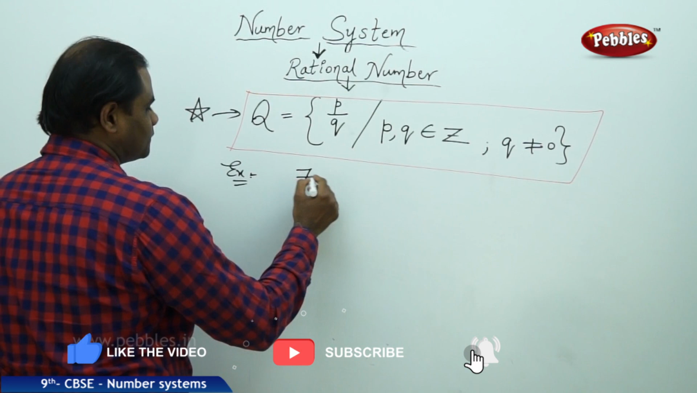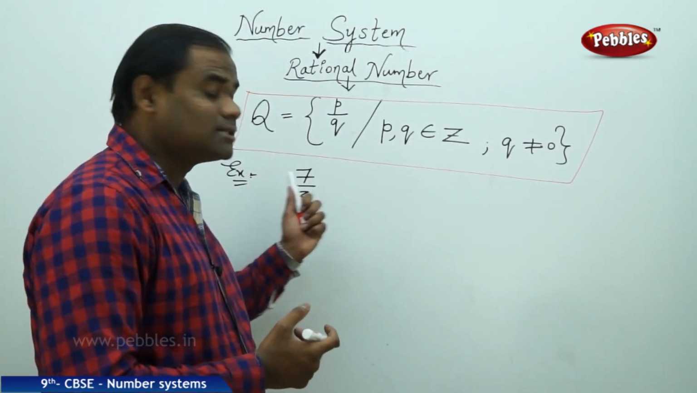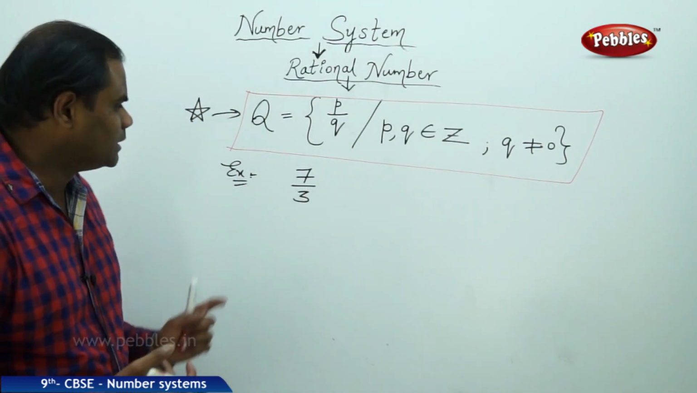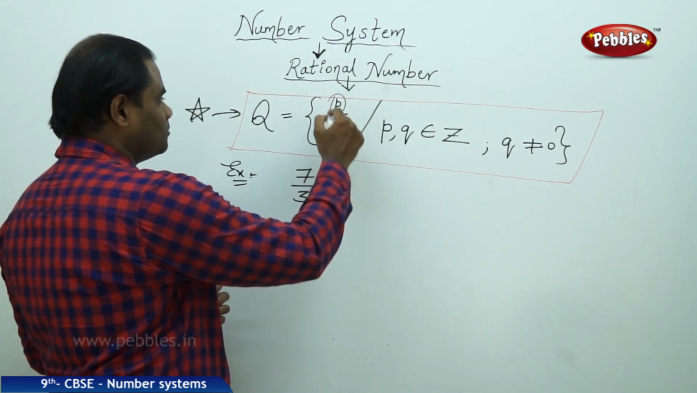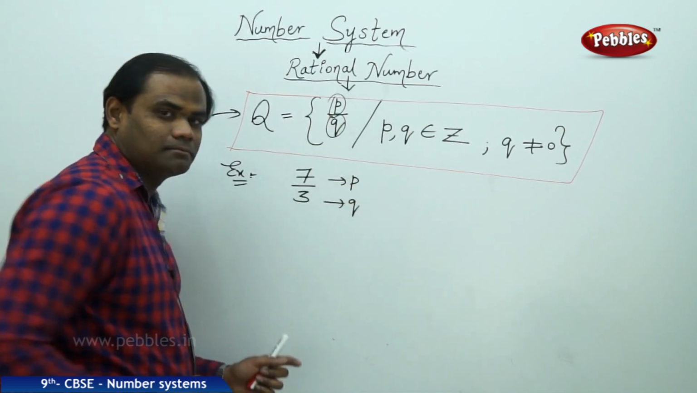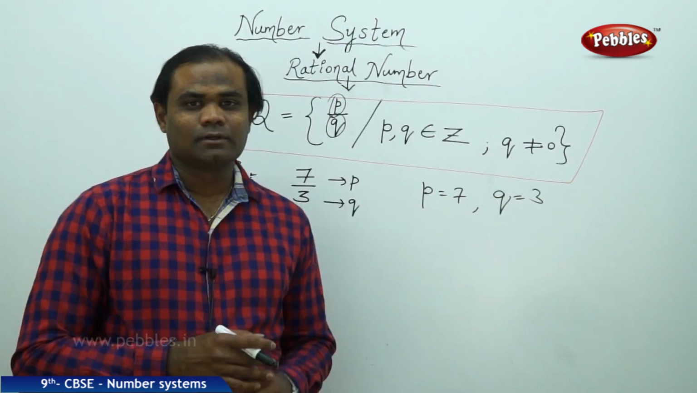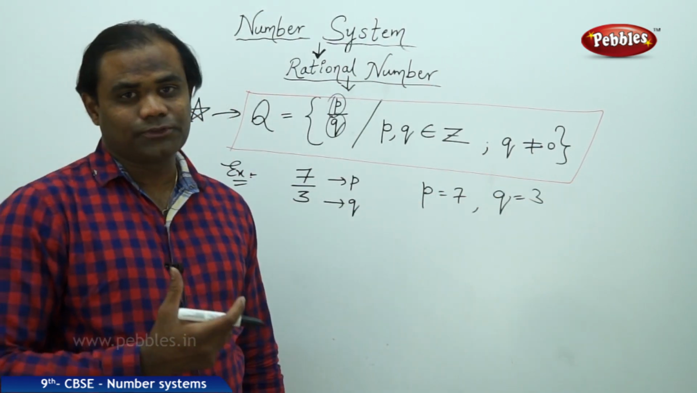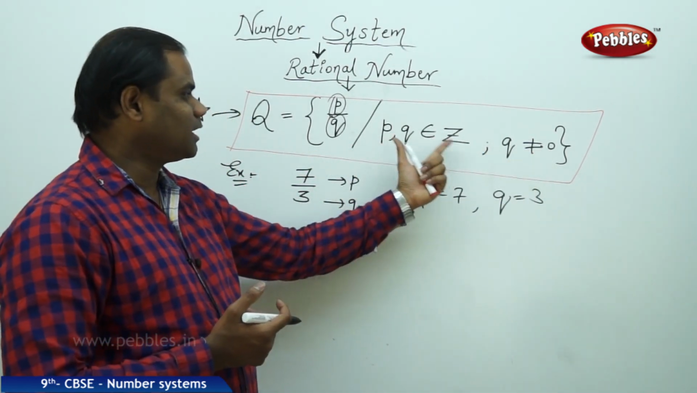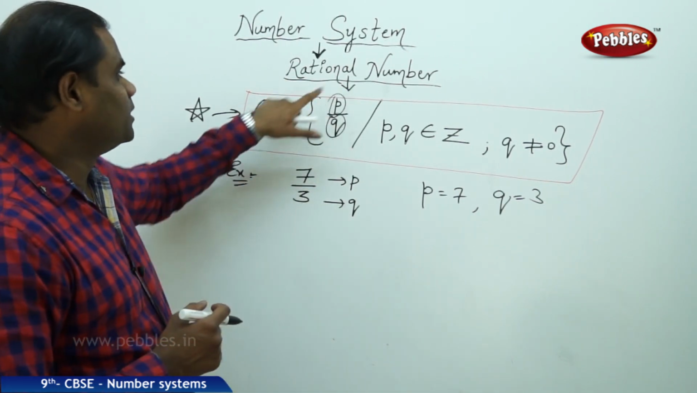For example, I have 7 over 3, and I want to justify whether this number is a rational number or not. So clearly I try to classify it initially in the form P by Q, where my P is 7 and my Q is 3. Now clearly I see that P and Q must be integers for the number written in the P by Q form to be a rational number.